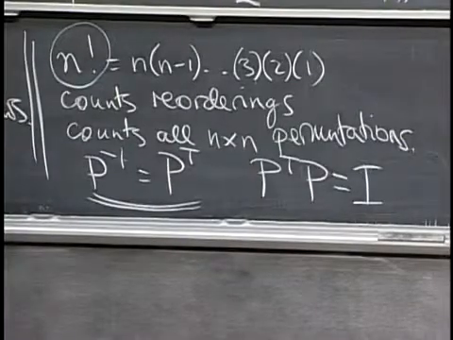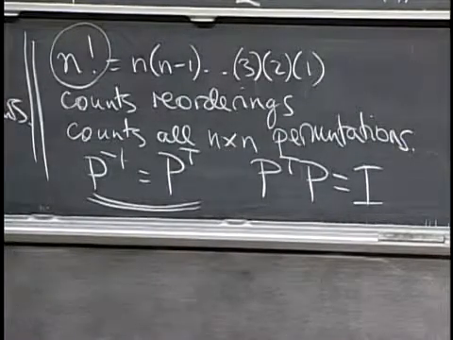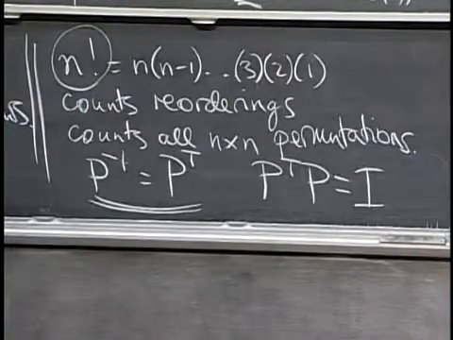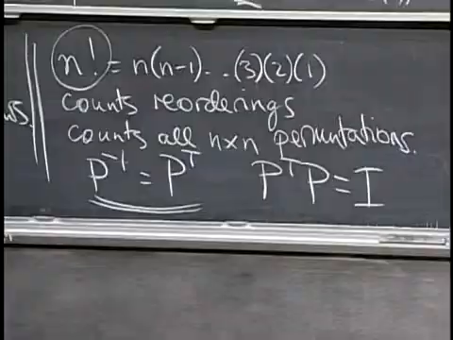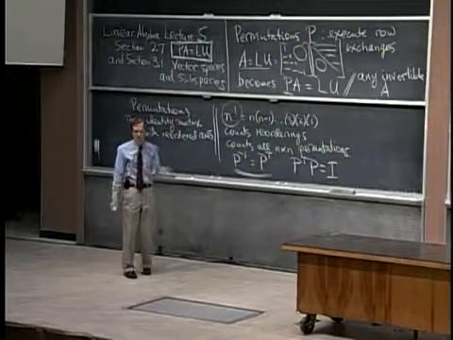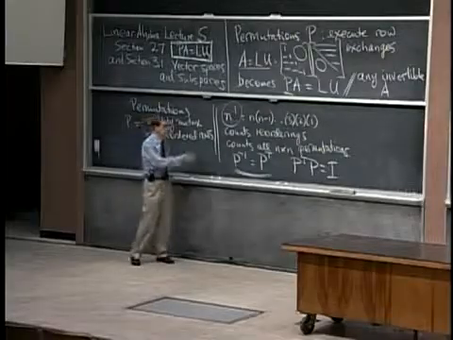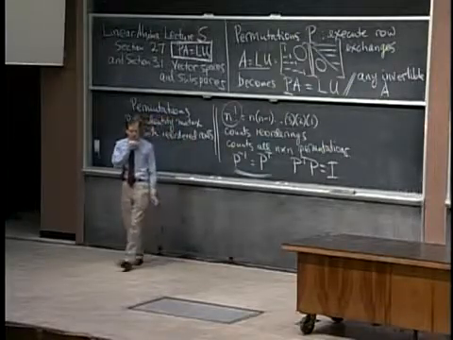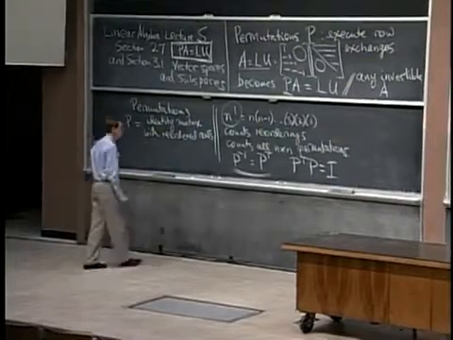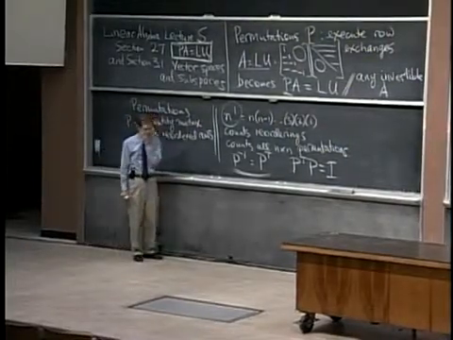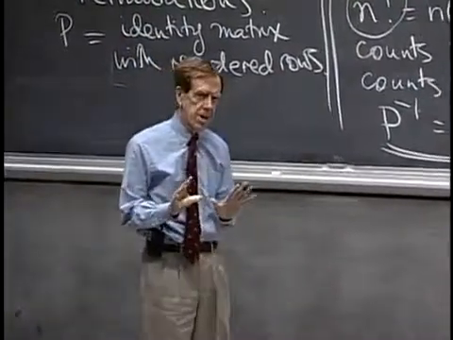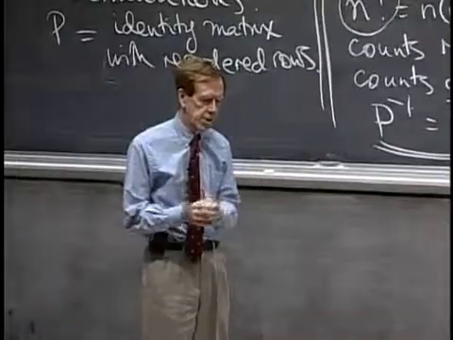Okay. So now we know how many there are. There are 24 4x4 permutations. There are 5 factorial, which is 120. 5 times 24 would bump us up to 120. So listing all the 5x5 permutations would not be so much fun. Okay. So that's permutations. Now, also in section 2.7 is some discussion of transposes.